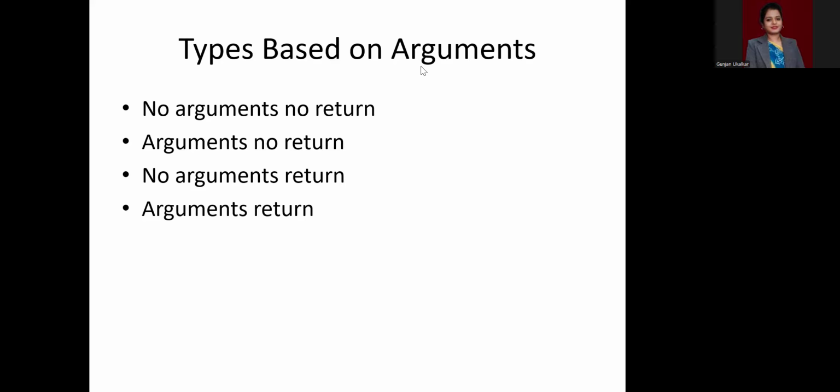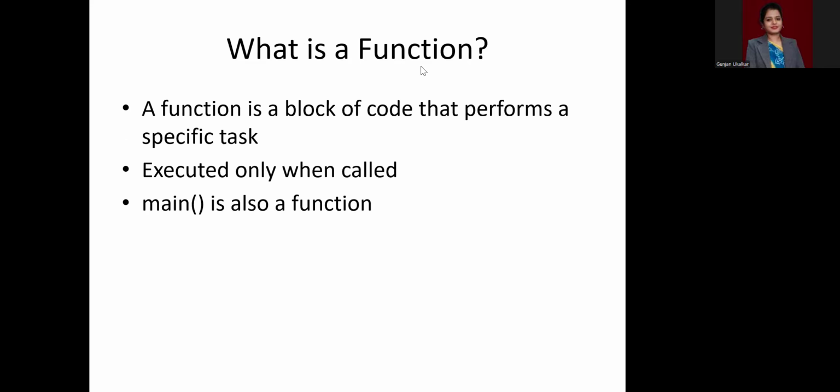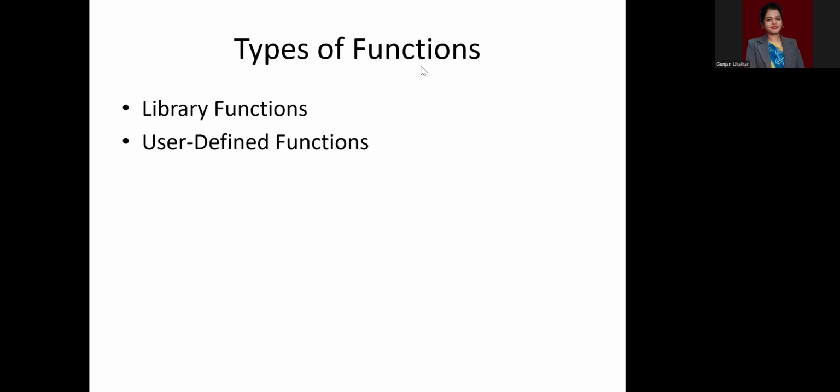Then what are the function arguments? Now the types of functions can be library functions, also called built-in functions, which are in C, like printf, scanf, string length. These are provided by the C libraries. Then user-defined functions are created by the programmer to perform specific tasks.